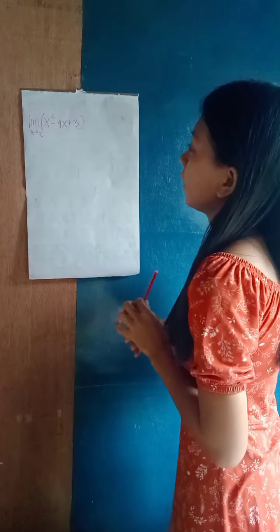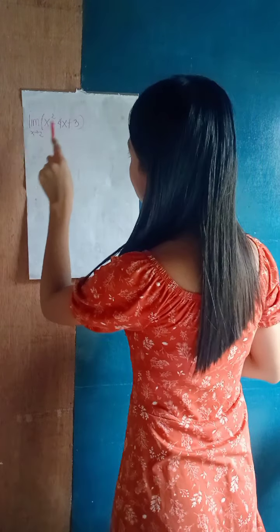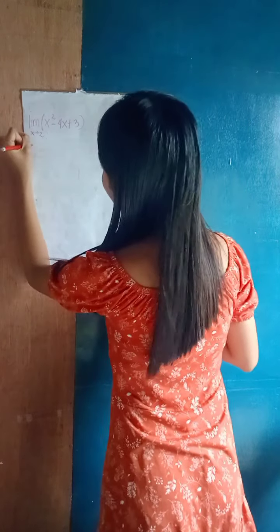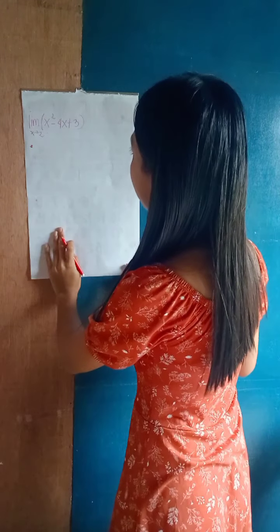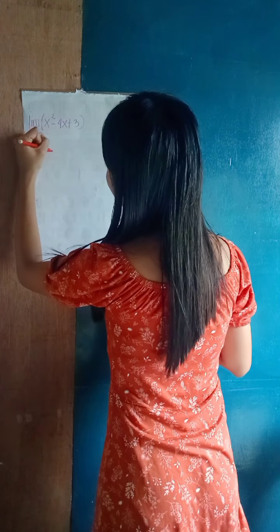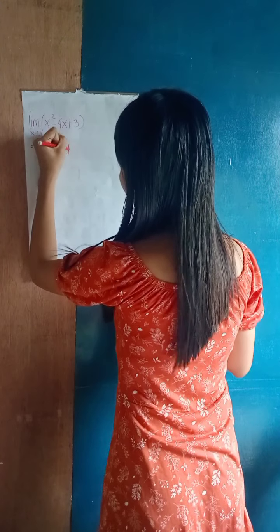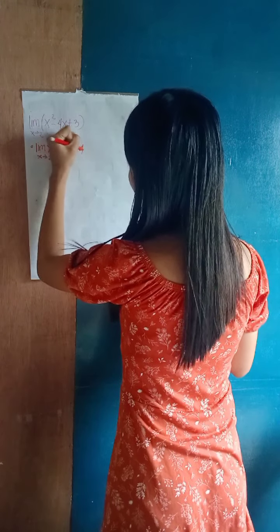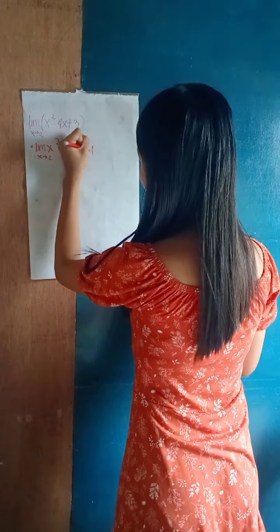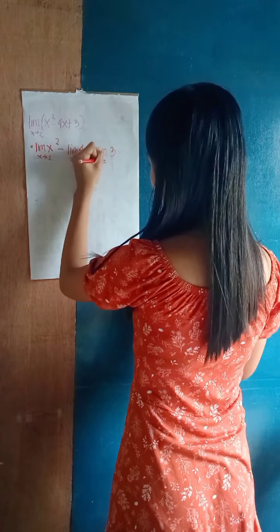So this is kind of similar to the previous problem. Limit quantity x squared minus 4x plus 3 as x approaches 2. So we are going to use limit number 4. So this will become limit x squared as x approaches 2 minus limit 4x as x approaches 2 plus limit 3 as x approaches 2.